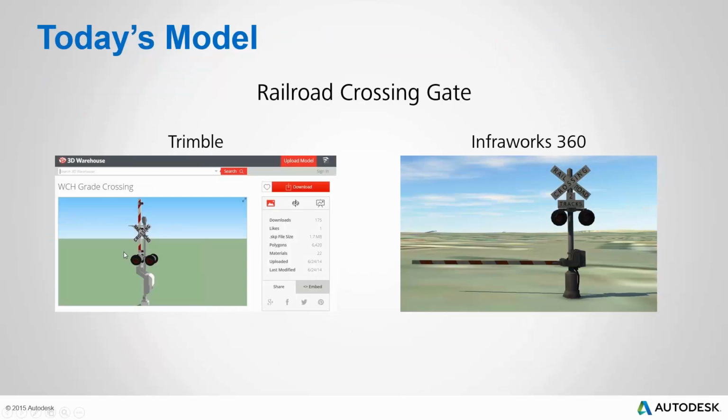All right, so today's models are going to be the Trimble railroad crossing model and then the InfraWorks model. There are lots of models available on Trimble, lots of these railroad crossings. I can send out the link, but feel free to just pick one and go to work on it. All the concepts are going to be the same.